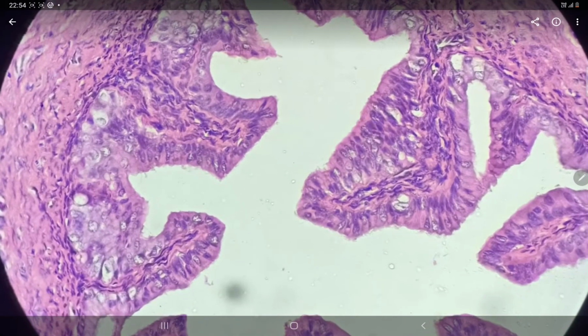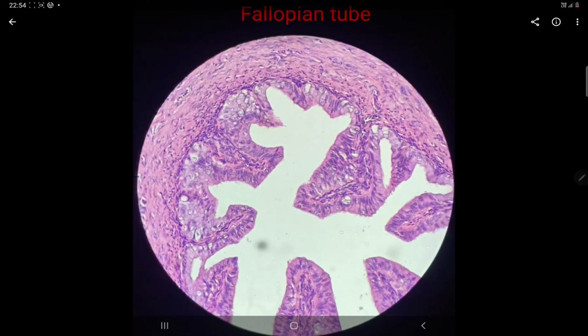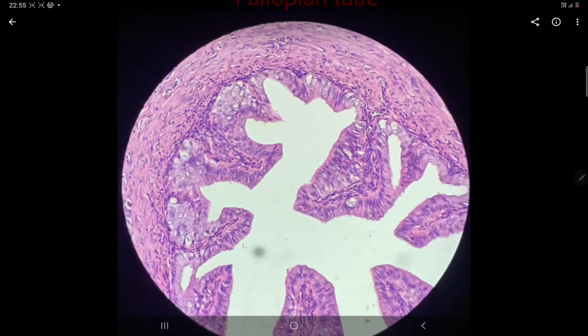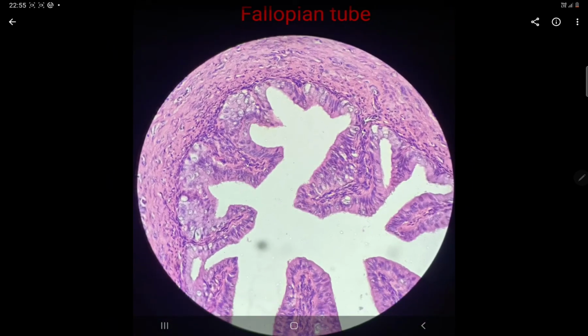This is a large view of the fallopian tube. Here you can see the lumen of the fallopian tube, it is almost filled with the mucosal folds. This is the characteristic and peculiar feature of the fallopian tube. In no other organ than the fallopian tube will you find this feature.